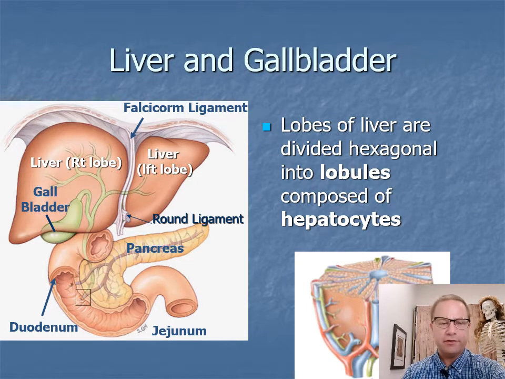The liver is a very large organ, probably the largest and heaviest internal organ, and it's located right underneath the diaphragm. The liver is divided into lobes, and each lobe is divided into lobules, and these lobules are composed of cells called hepatocytes. Remember that hepato means liver, and cyte just means cell.